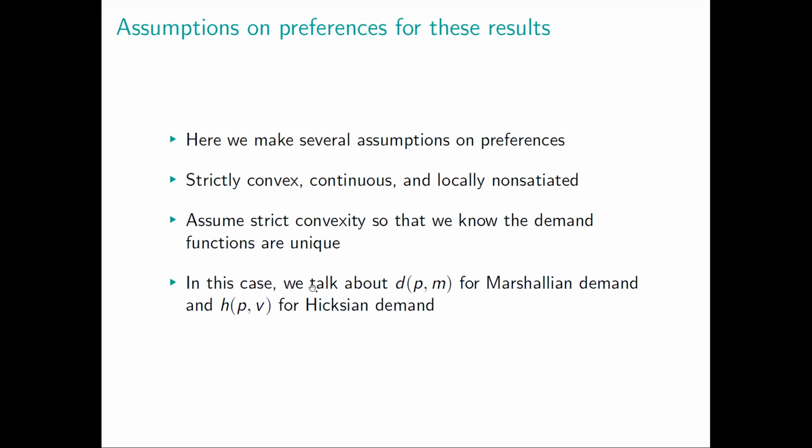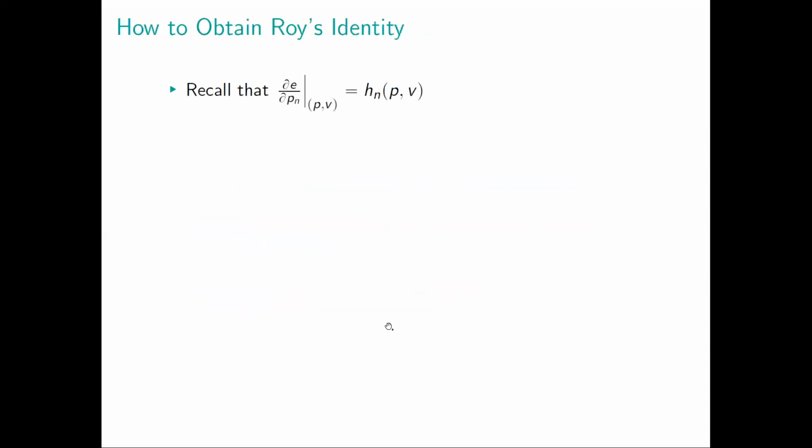And in this case, we'll talk about a lowercase d of p comma m for Marshallian demand at prices p and income m, and h of p comma v for Hicksian demand. So again, v is the level of utility and p are prices for this Hicksian demand.